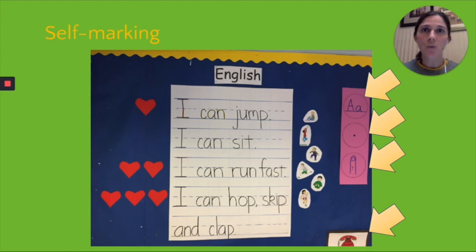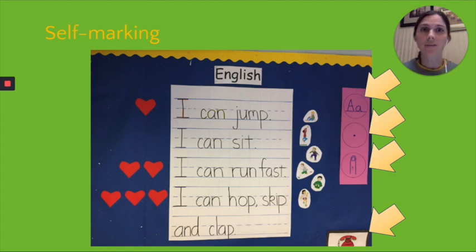Then in school, we have a little self-marking technique. And so if you look at the picture here, on the right-hand side, there are these little circles, and in the top one, you've got a capital A and a lowercase a. So the children learn that that means, have you checked for your capital letters? And that doesn't just mean at the beginning of the sentence, it also means, have they stuck a stray capital letter in the middle of a word? So have they got a capital E in the word the? So they can check for their capital letters and lowercases.